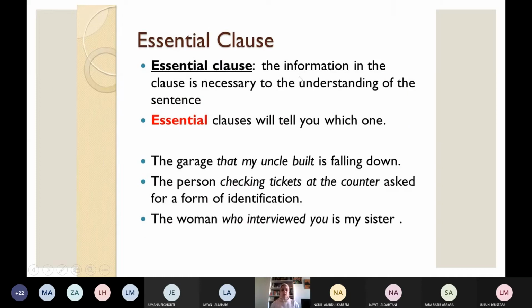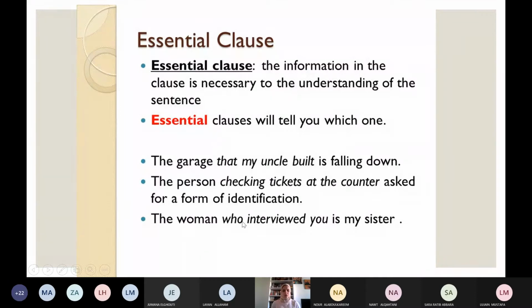Essential clause, the information in the clause is necessary to the understanding of the sentence. Essential clauses will tell you which one. I will understand it more when we take adjective clause. "The garage that my uncle built is falling down." Here I cannot eliminate "that my uncle built" because I don't know which garage. "The person checking tickets at the counter asked for a form of identification." "The person asked for a form of identification." Which person? Checking tickets at the counter.